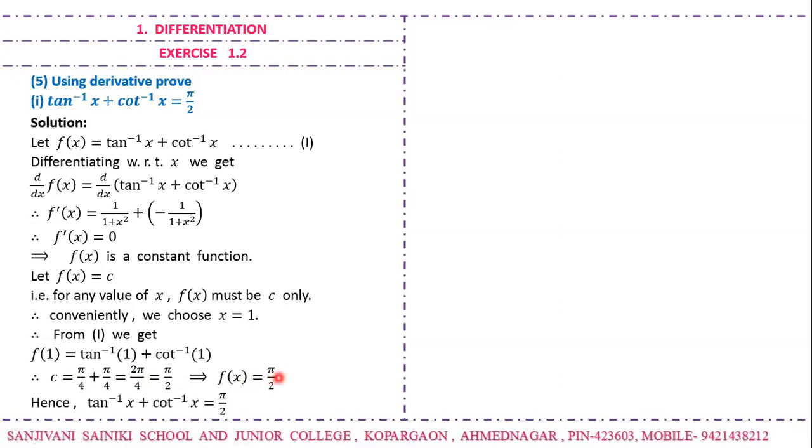That means the value of f of x is pi by 2 for any x. So hence we write this expression as tan inverse of x plus cot inverse of x is equal to pi by 2. Hence the proof. Now similarly we have to prove sec inverse of x plus cosec inverse of x is pi by 2.